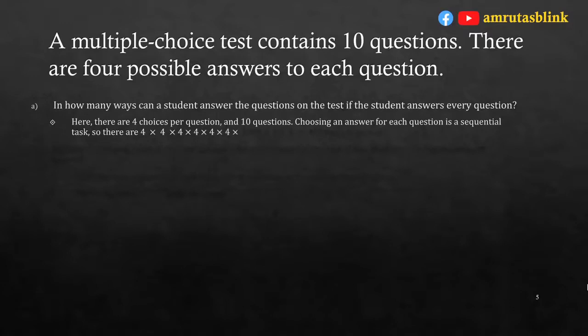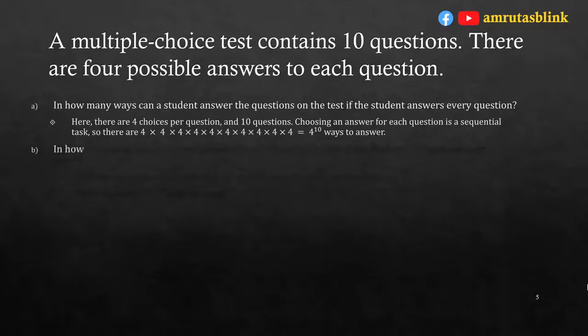Choosing an answer for each question is obviously sequential. So for the first question, he can have 4 choices. For the second question, he will have 4 choices. For the third question, he will have again 4 choices. So the total number of choices will be 4 into 4 into 4, that is, 10 times we need to multiply 4. Hence the total number of ways will be 4 raised to 10.